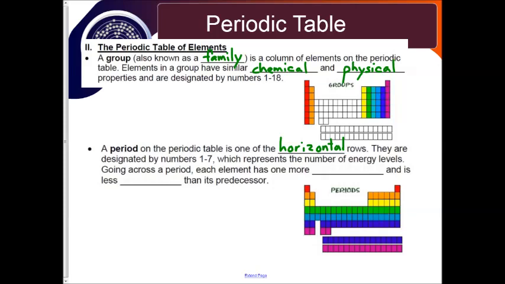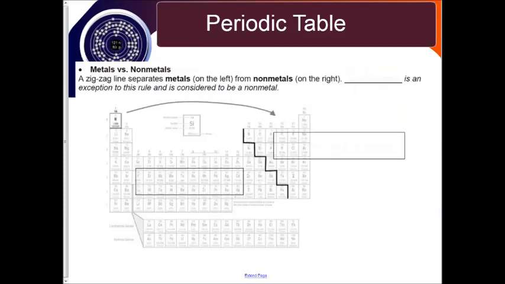Going across a period, each element has one more proton and is less metallic than its predecessor. Now, the periodic table is also separated into metals and nonmetals. A zigzag line will separate the metals on the left from the nonmetals on the right. Now, the one exception is hydrogen. Hydrogen technically is on the left, but it should be over on the nonmetal side.